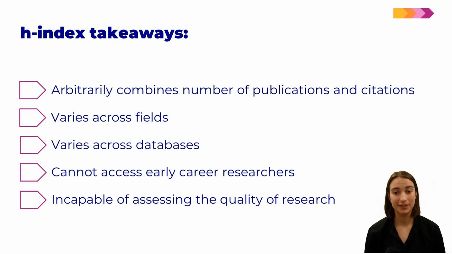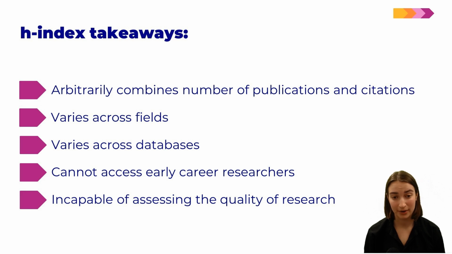To recap, you now know that the H-index is calculated by somewhat arbitrarily combining an author's number of publications and citations. You have learned that the H-index, like many other bibliometric indicators, is influenced by field-specific publication and citation practices, as well as database coverage. You also learned that due to its dependency on the number of publications, the H-index cannot be used to assess early career researchers. As a quantitative indicator, it does not accurately measure an author's productivity or the quality of their research.